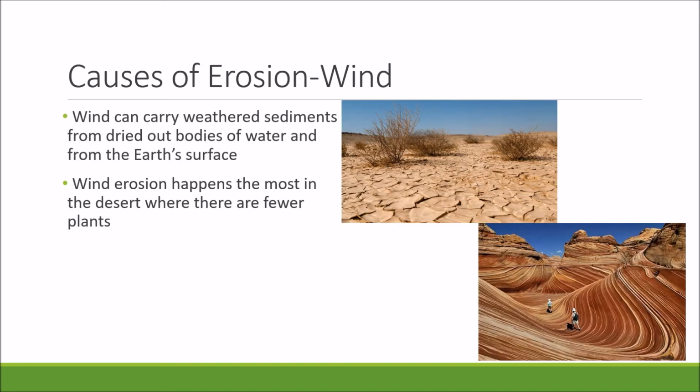The next cause of erosion is wind. Wind can carry different sediments from dried out bodies of water and throughout the Earth's surface. Wind erosion happens the most in the desert where there are fewer plants. And you can see that in both of these photos. The wind is really moving everything around. The sand is picking up and it's moving throughout the desert.